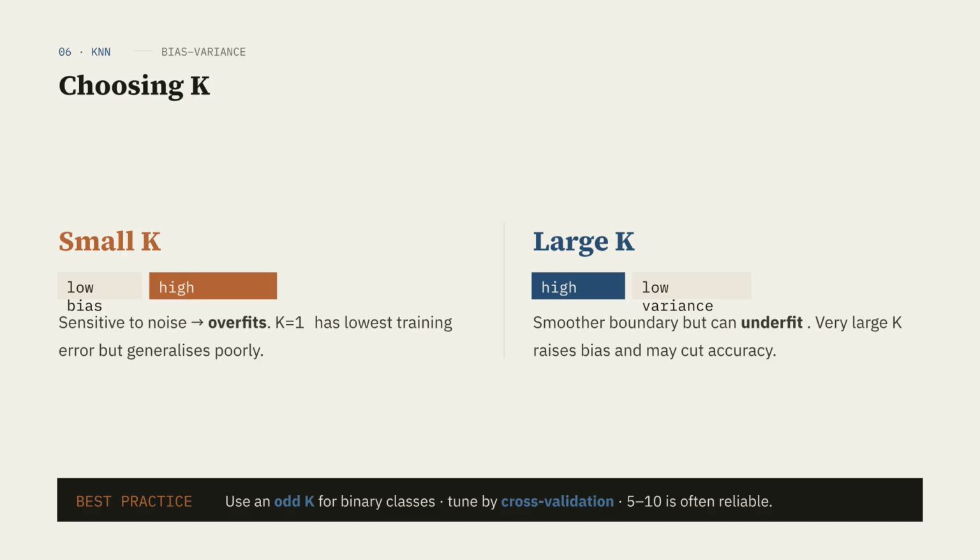Choosing K involves a bias-variance trade-off. A small k, like 1, has low bias but high variance, making it prone to overfitting noise. A large K provides a smoother boundary but risks underfitting. Use cross-validation to select the best K.